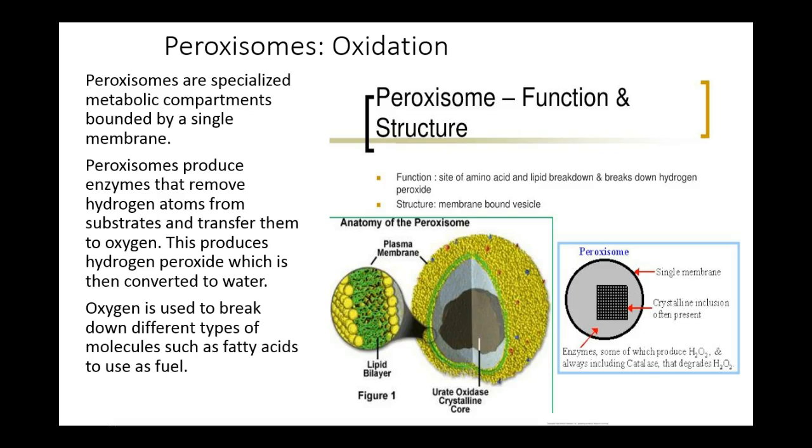So the specialized design of peroxisomes and its metabolic function allows hydrogen peroxide to be created, but then also allows that hydrogen peroxide to be converted to water. Oxygen then is used to break down different types of molecules such as fatty acids, and then also for the fuels. It goes into your Krebs cycle.